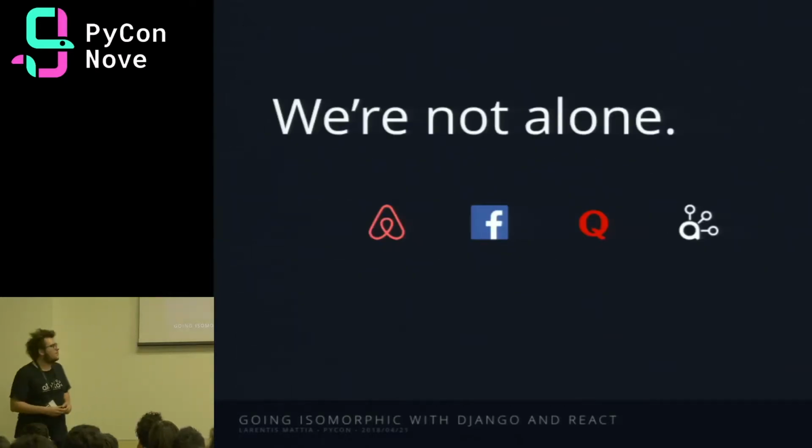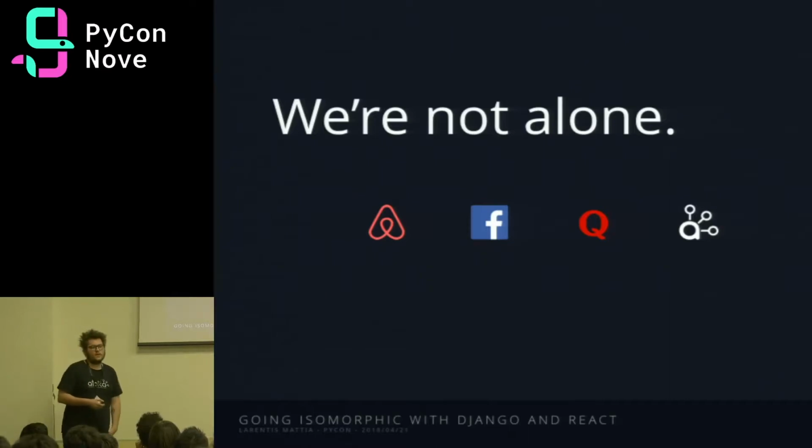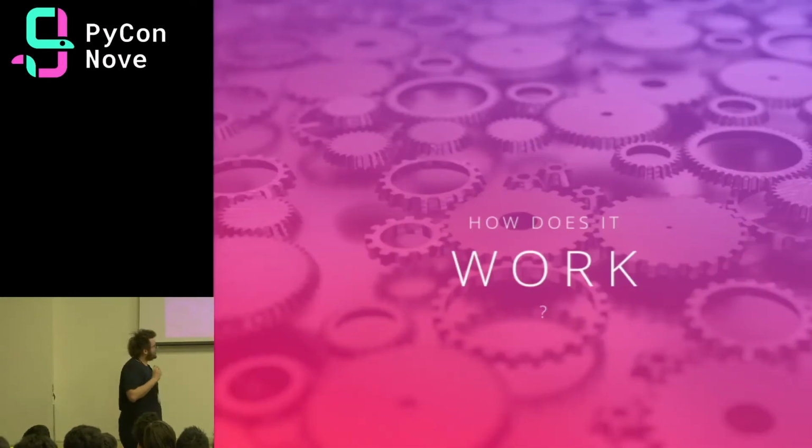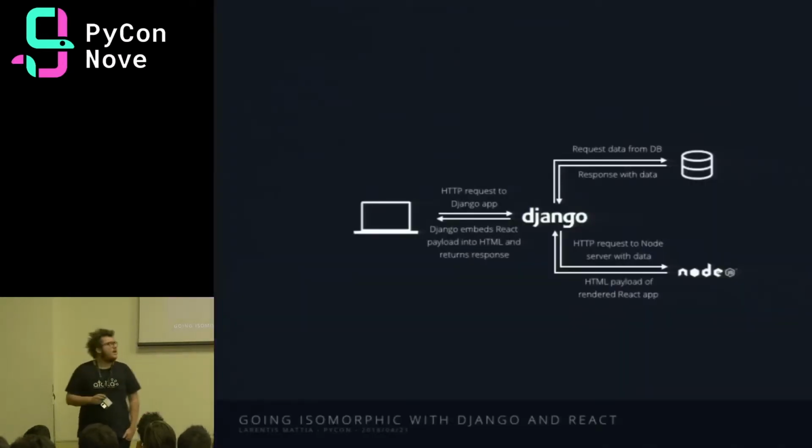We are not alone. There are other companies all over the world that use server-side rendering of React. The first one is Airbnb, which is one of the most important cases that migrated a lot of code to use SSR. Another one is Facebook, of course. React is written by Facebook, so Facebook uses server-side rendering and moves component by component in order to do it in an iterative way. The third one is Quora.